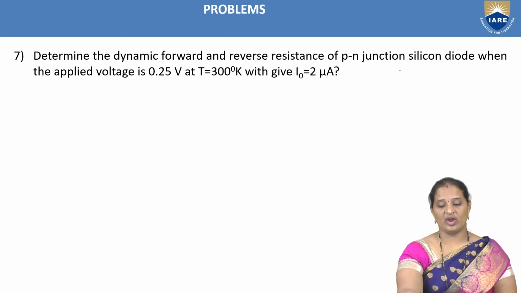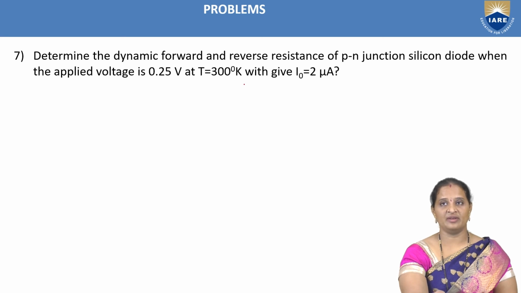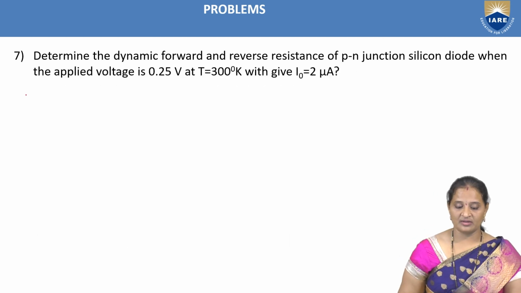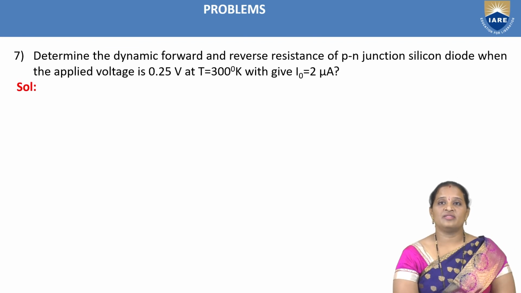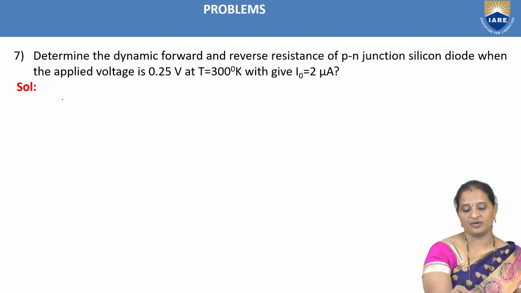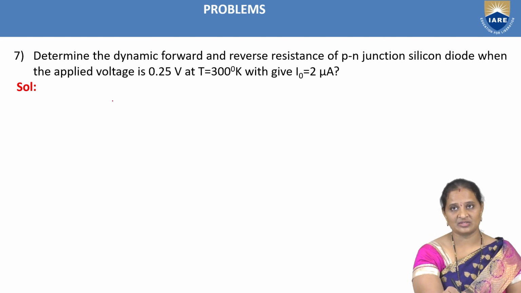So the next one: determine the dynamic forward and reverse resistance of a PN junction diode when the applied voltage is 0.25 volts at temperature T equals 300 degrees Kelvin with the given reverse leakage current I naught equals 2 microamperes. So what are all the values? And he asked us to find the dynamic forward and reverse resistance of the PN junction diode. So first we'll list all the parameters that are given.